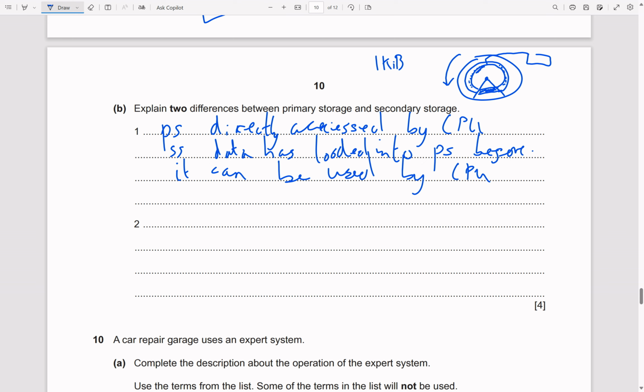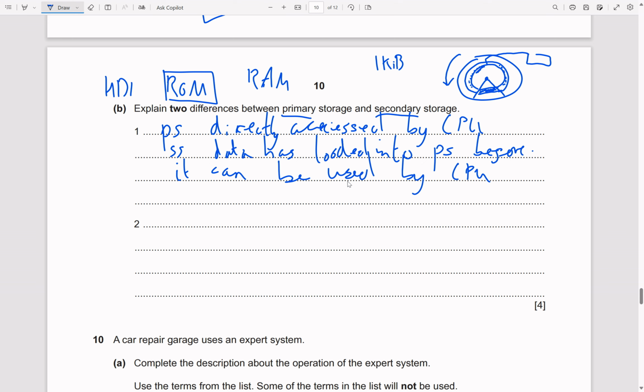Then two other differences, and these are a bit tricky, because some primary storage will be volatile, some will be non-volatile, whereas secondary storage is basically all non-volatile. To recap, volatile means when you turn off the power, the data is lost. So something like RAM will be volatile, whereas ROM won't be volatile, because you turn off the power and the data stays on ROM.